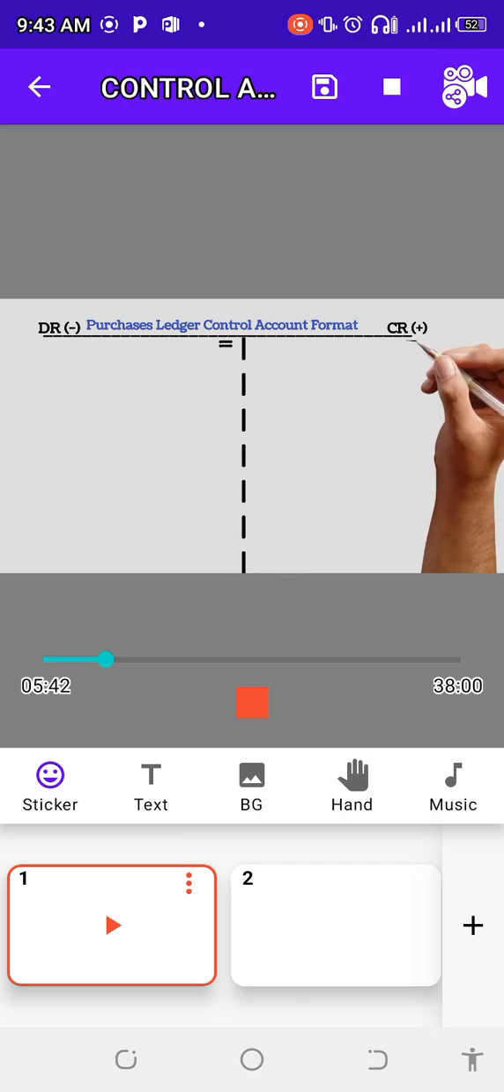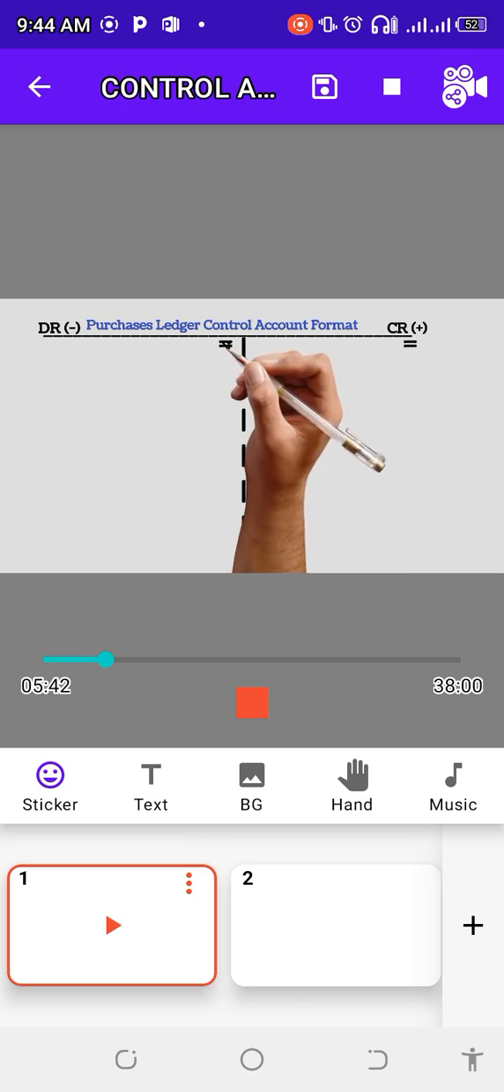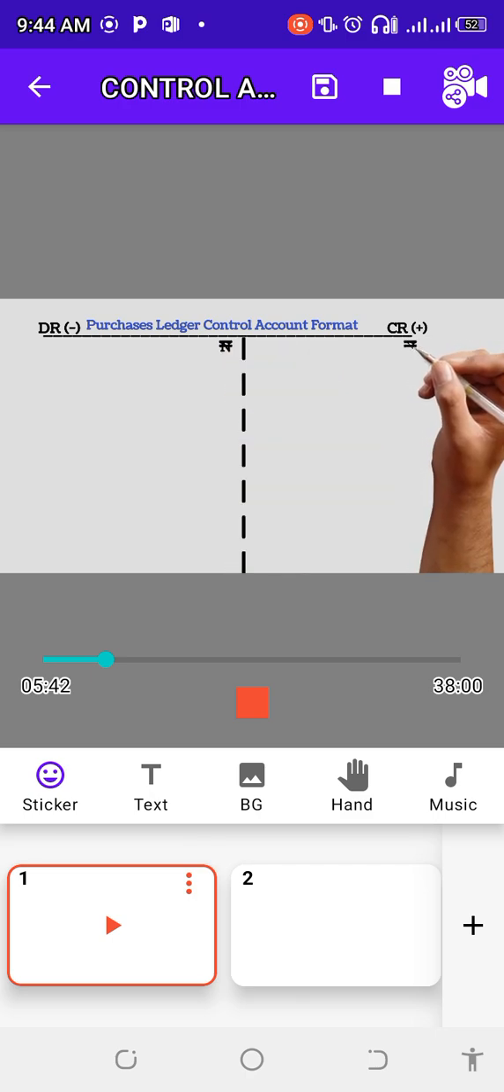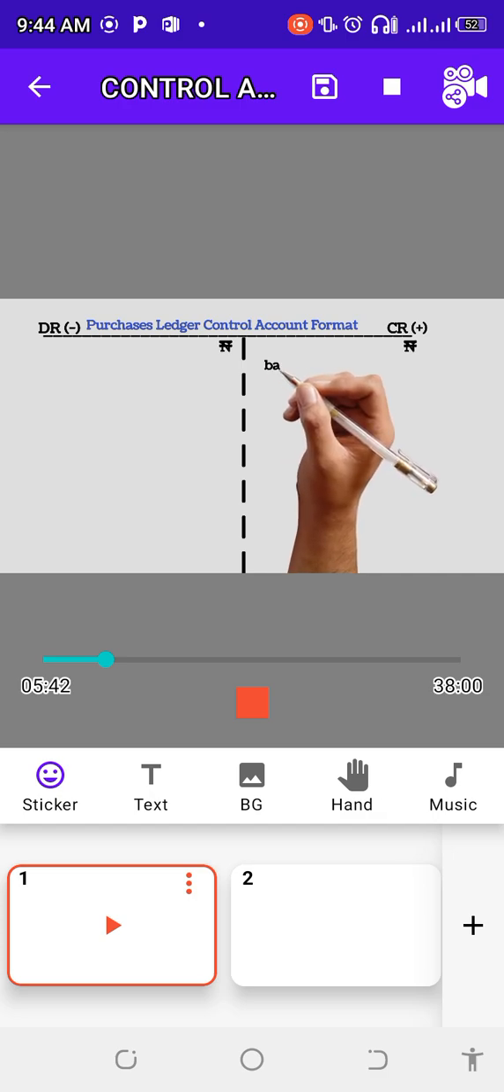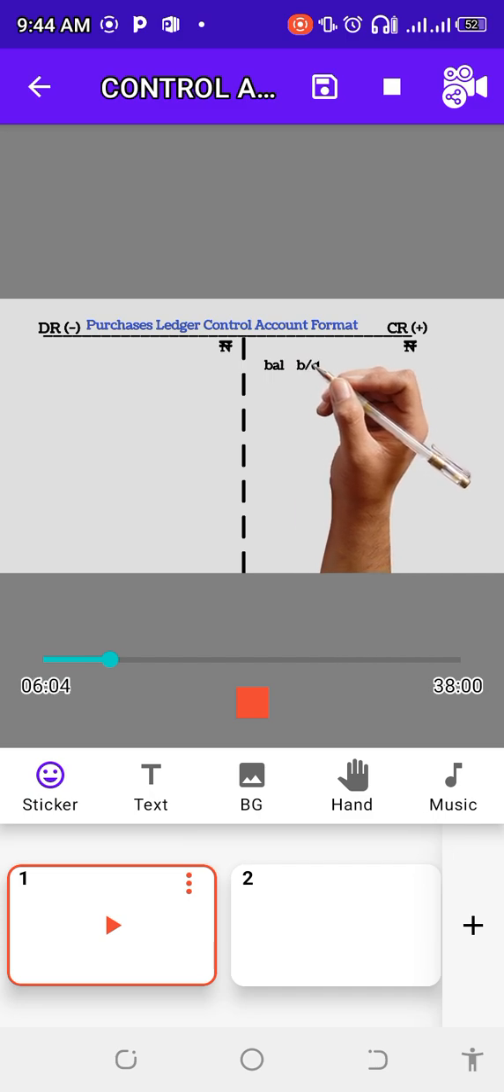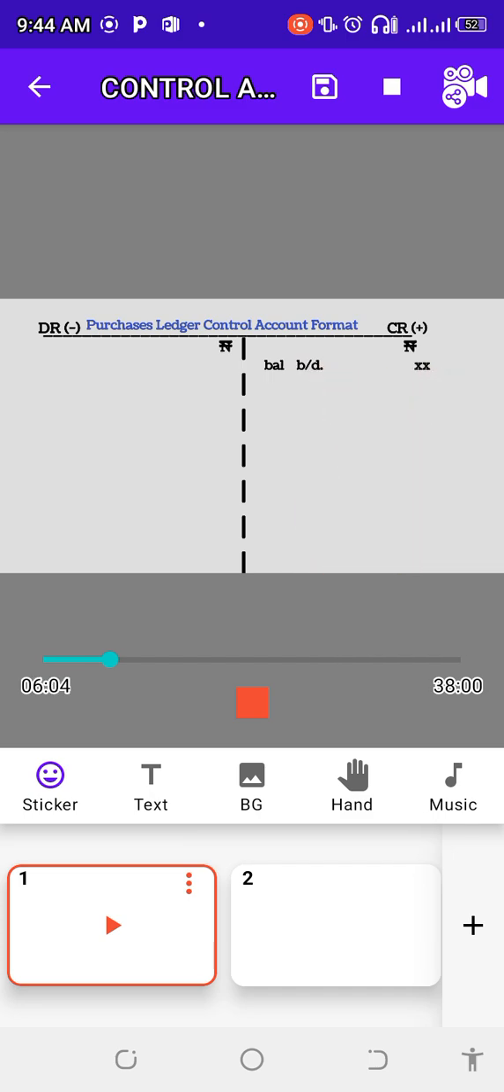So the first thing is the unit of account. We are going to put the unit of account, in this case Naira. Now, balance of credit purchases brought down from the previous period is the first thing on the credit side, because this account takes its balances from the credit side. So balance brought down is credited to this purchases ledger control account.